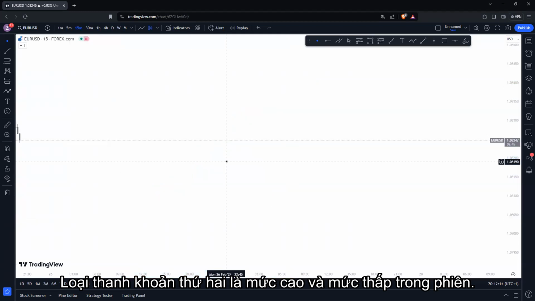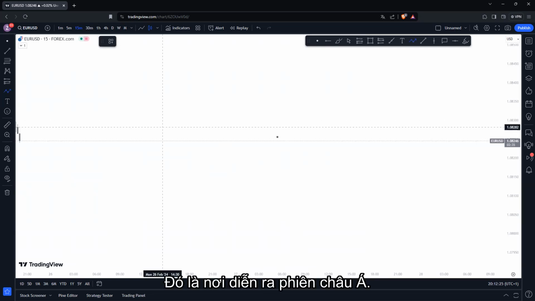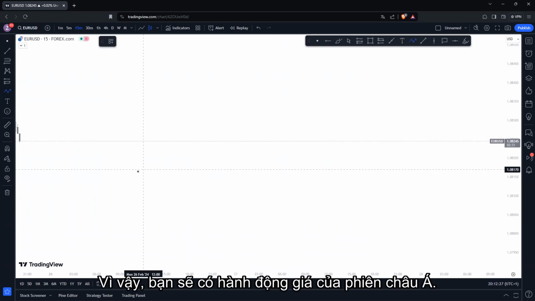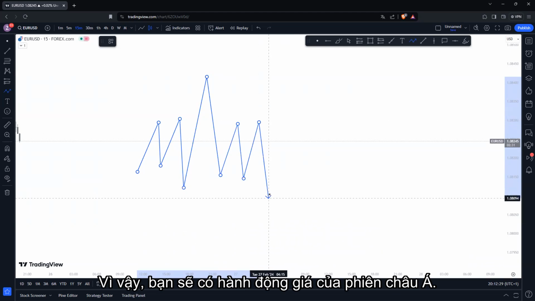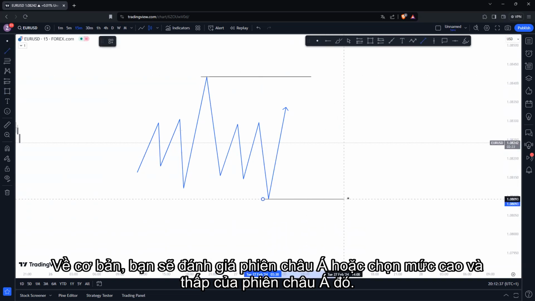The second type of liquidity is the session highs and lows. You're going to go from 12 a.m. to 5 a.m. UK time. That's where the Asian session is. So you're going to have the price action of the Asian session. You're going to box the Asian session, or pick the high and the low of that Asian session.